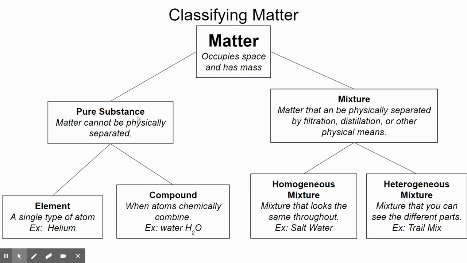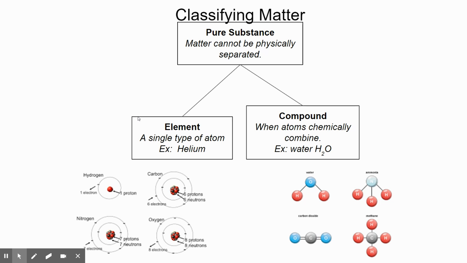Okay, so don't worry if you didn't get that, because I'm going to look at it again. So again, pure substances are matter that cannot be physically separated. Here an element is a single type of atom, such as helium or carbon, nitrogen, oxygen. And then a compound is when two or more types of atoms chemically combine, and there's no limit to how many atoms can combine. You can have a molecule that's billions and billions of atoms together. DNA is a molecule of billions of atoms connected together.